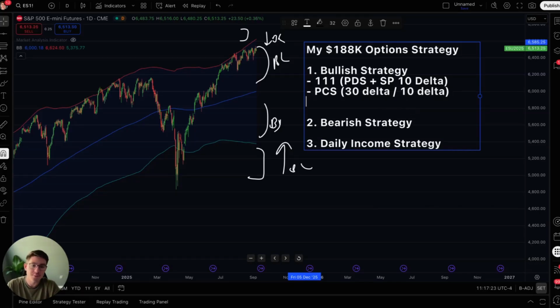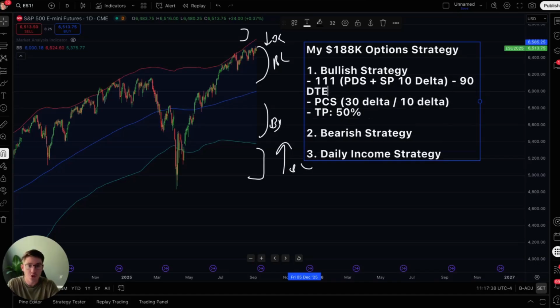Now, when I run this bullish strategy, I do know that the market's trending higher, so it can give me an advantage. So I do have it take profit at about 50%. That way I'm closing my trades quickly. Why? Because the way that I like to do these trades, I like to do them further out in time. I'm talking like 90 days out in the future. And so when I do 90 days out for my trades, it means that I can have a lot of trades open at one time.